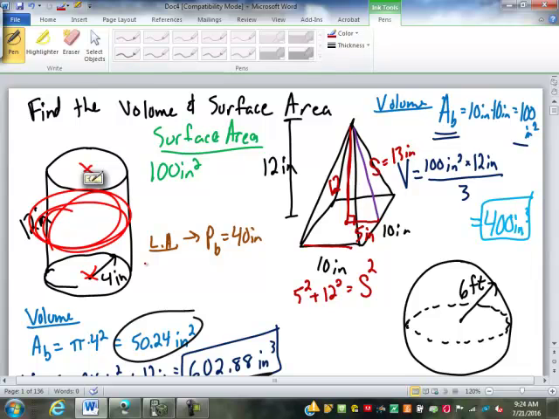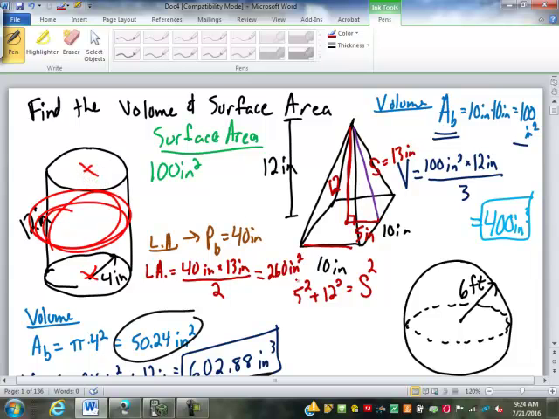So now over here, my lateral area is the perimeter of the base, 40 inches, times the slant of 13 inches, and those are triangles, so we divide by 2. We're finding areas, so we're going to divide by 2. So 40 times 13 divided by 2 is 260 square inches.